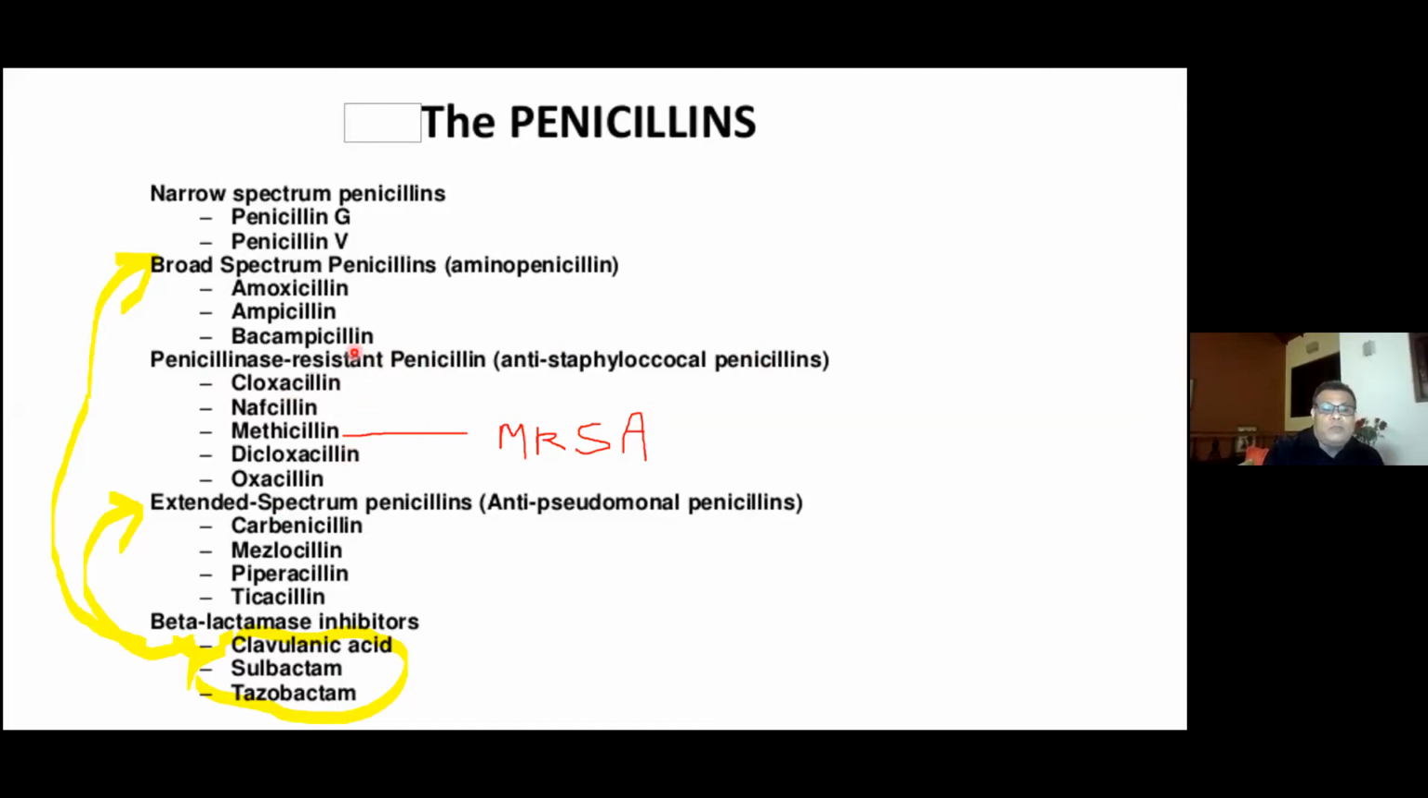So even with the use of this medication, some bacteria have further developed resistance to some of these medications. The well-known one is methicillin resistant staphylococci. That is the major culprit or major organism found in hospital-acquired infections.